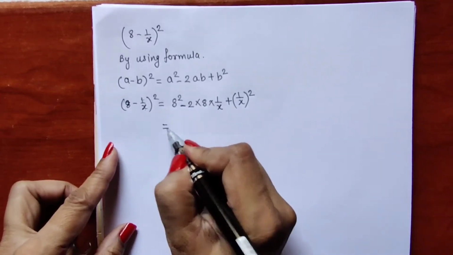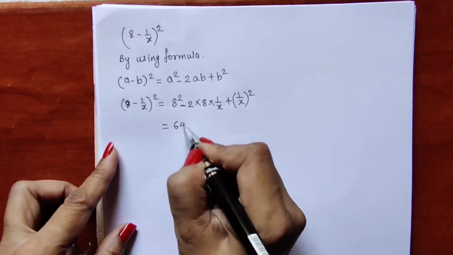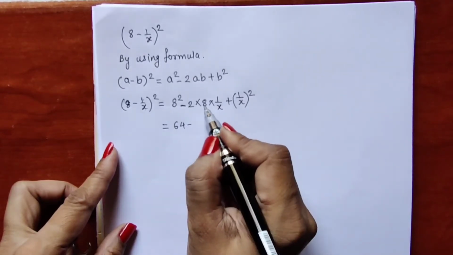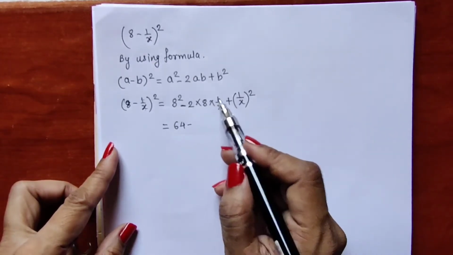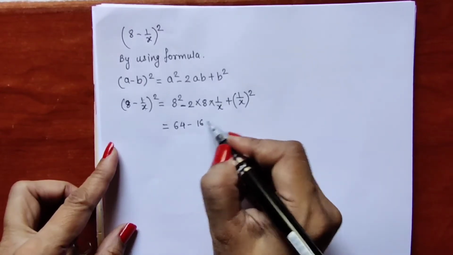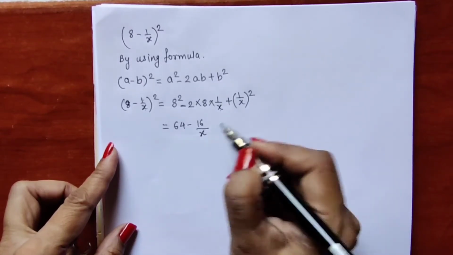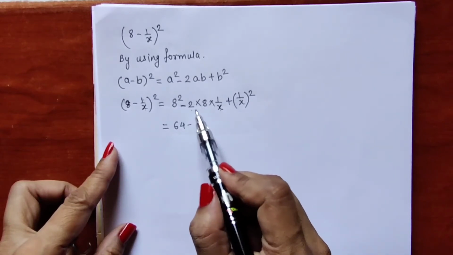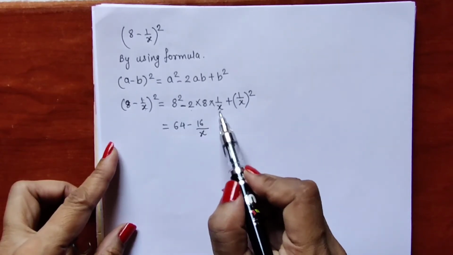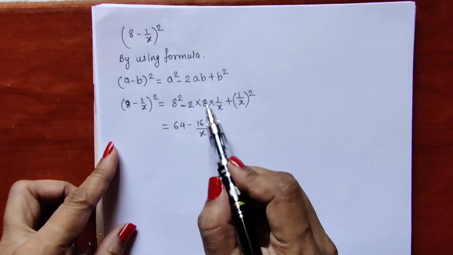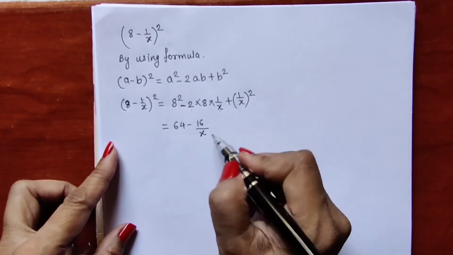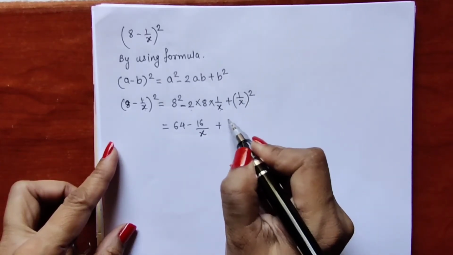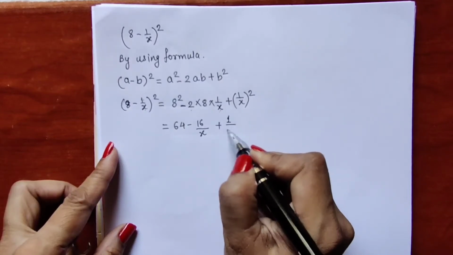Now solve this. 8 square is 64 minus 8 2s are 16. 16 into 1 is 16, and upon x we write as it is, upon x, because nothing is there in the denominator of 2 and 8. That means 1 is there. So 1 into x will be x. And 2 into 8 into 1 is 16. Plus 1 upon x square is 1 square is 1 and square of x is x square.